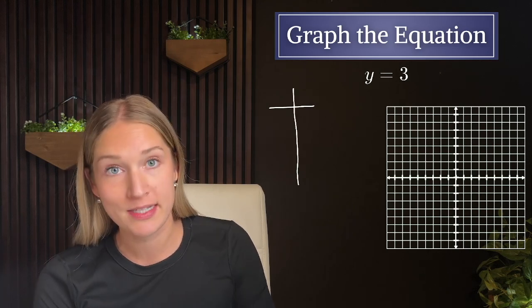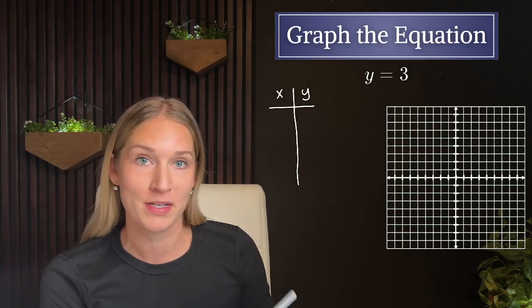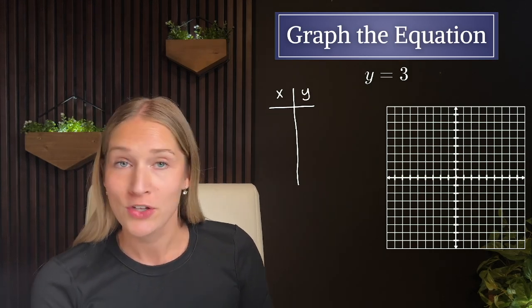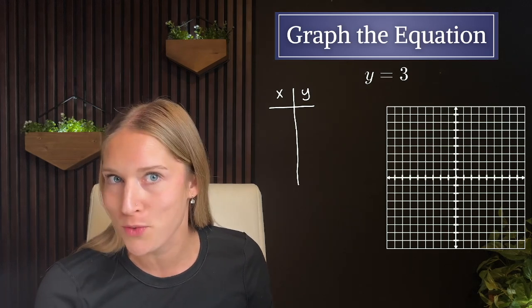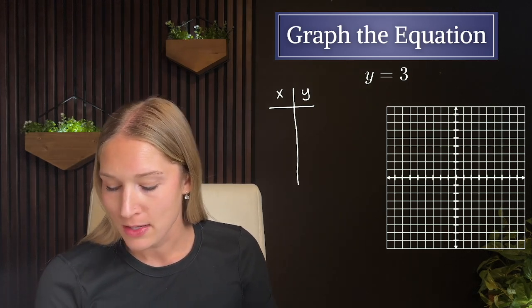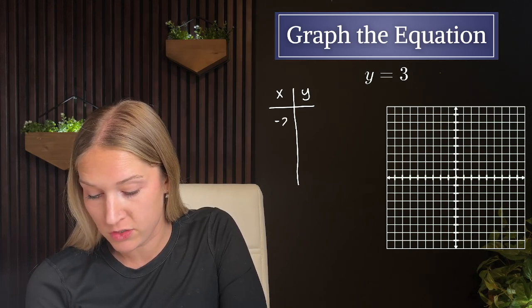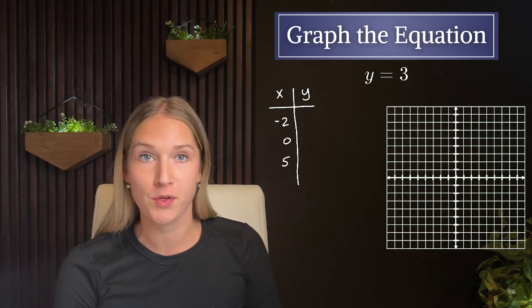So I'm going to create a table of values for this, and I am going to have x's and y's as part of my table of values. Now, normally when you're graphing an equation, you pick whatever x's you want, you put them into the equation, and you figure out what y value goes with it. So I'm going to do the same thing here. Let's choose some x values, maybe -2, 0, 5. Those are a few good ones.